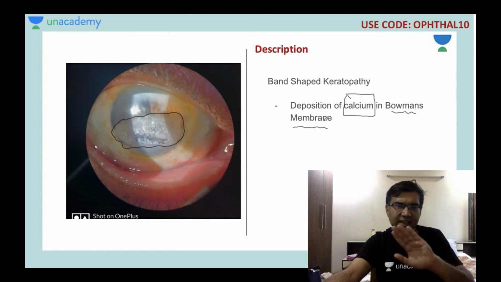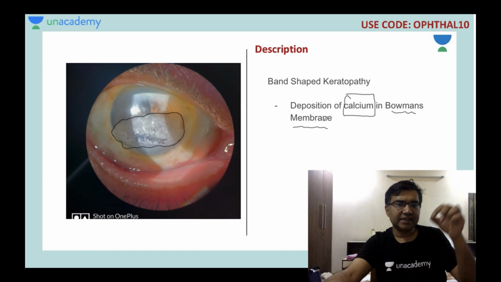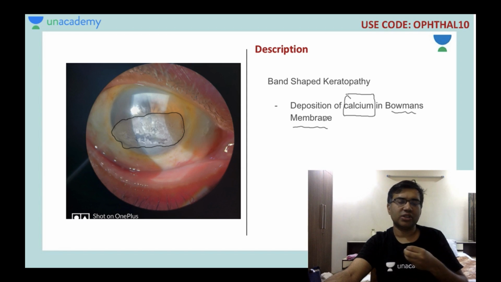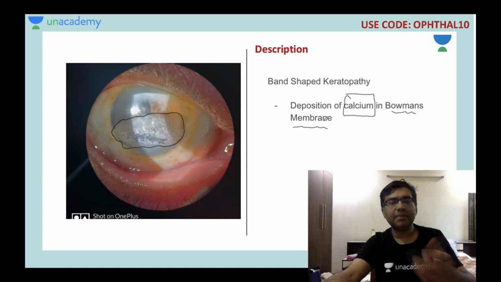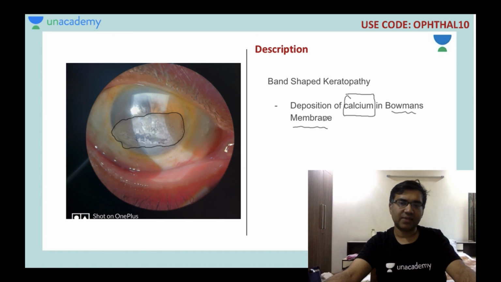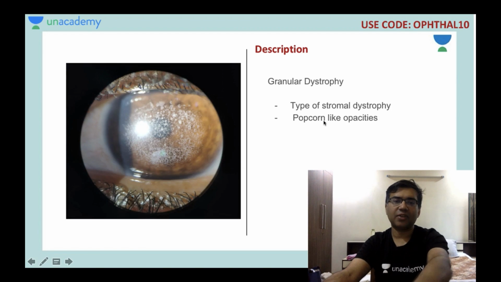You have to just scrape the epithelium above, and then put an EDTA solution. What EDTA solution does is it chelates the calcium crystals. So that can be a treatment option for band-shaped keratopathy. If it is not resolving, then you can do a superficial excision of the cornea also. We call it phototherapeutic keratectomy. Also, if it is much deeper, then you can go with a lamellar transplant also. So these are some important points that you have to remember regarding band-shaped keratopathy.